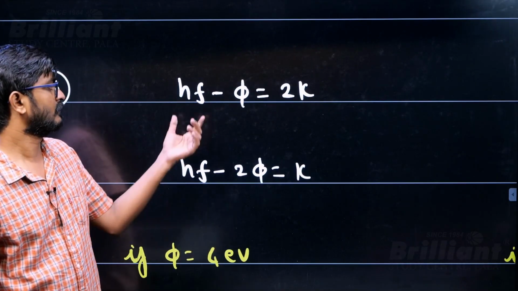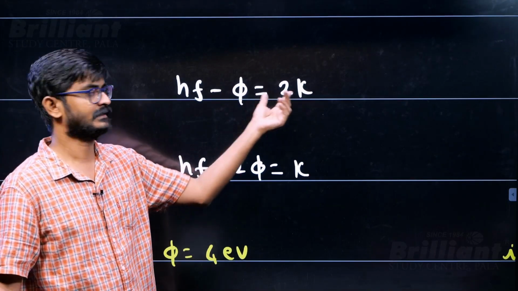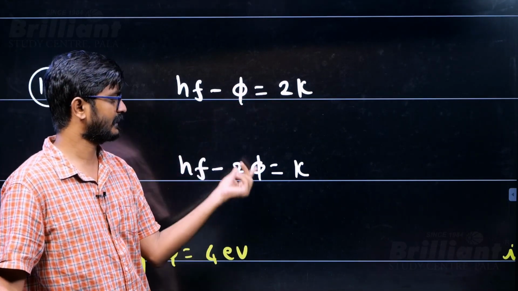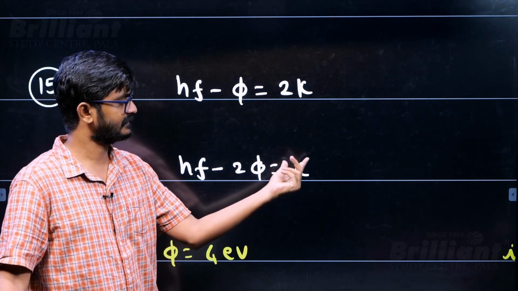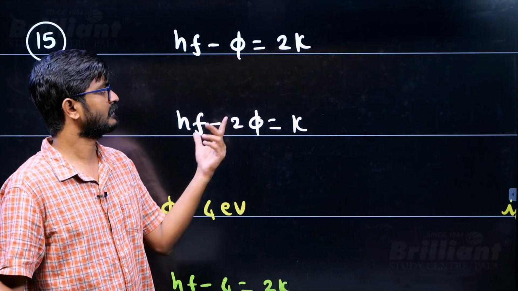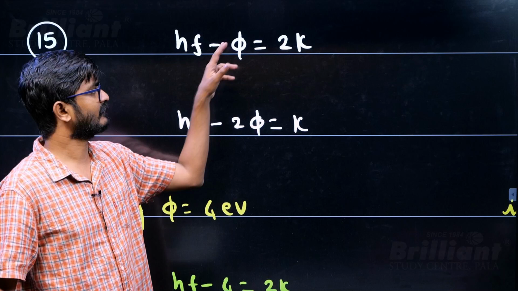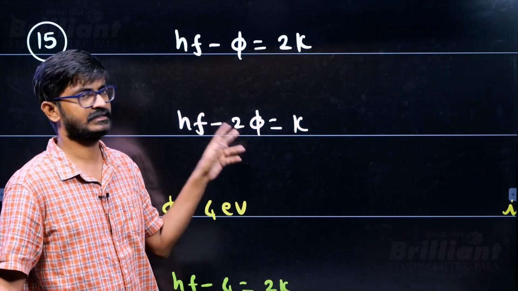For the first metal, photon energy minus work function equals maximum kinetic energy. They said the ratio of work functions is 1:2, so I have taken these as phi and 2 phi. And they said the kinetic energy ratio is 1:2, so I have taken these as k and 2k. But they didn't say whether phi is 4 electron volt or 2 phi is 4 electron volt. They said one of the work functions is 4 electron volt.